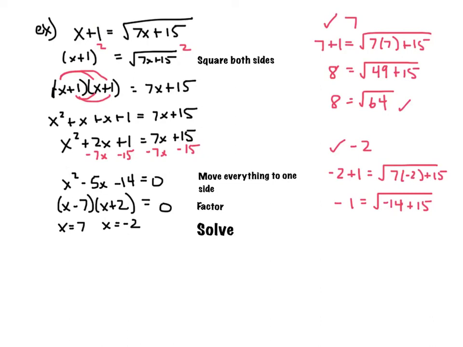But let's go ahead and finish it out just to make sure. Negative 1 is equal to the square root of 1. The square root of 1 is 1. So these things are not equal. So this negative 2 is extraneous. And my only solution is x equals 7.